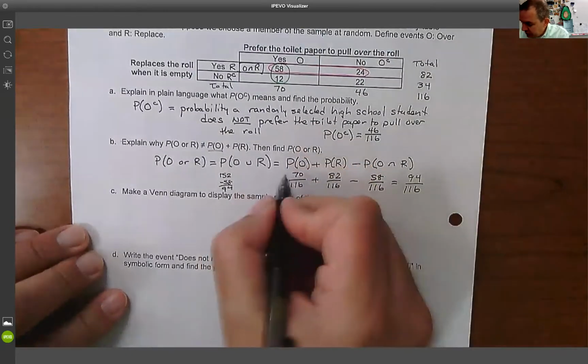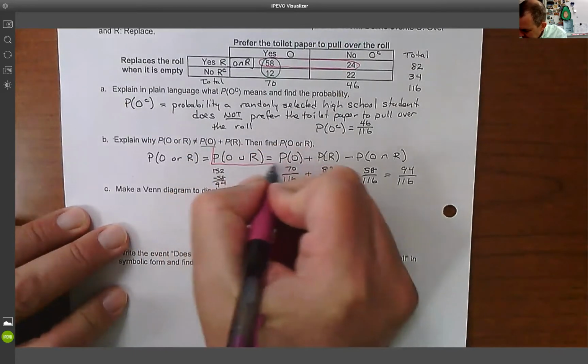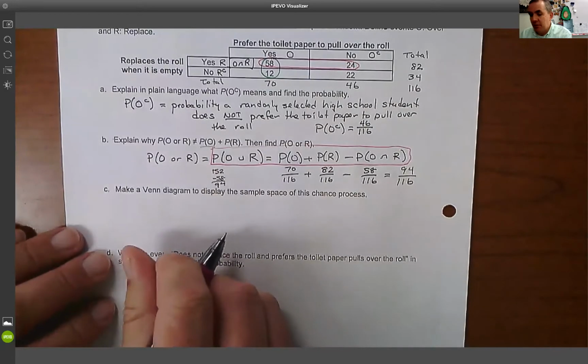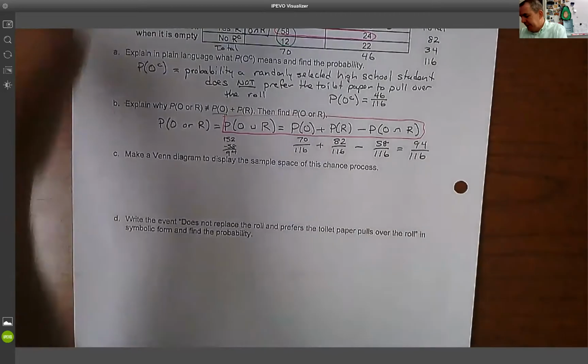Just so you know, this rule is on your formula sheet. So what I'm saying is, if we look at our formula sheet, as I talked about in class, this is on the formula sheet. So you don't need to memorize it. You just need to know where to find it. Okay. Next thing, we need to find a Venn diagram.